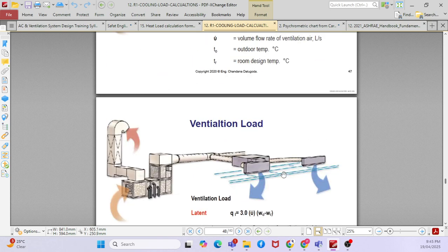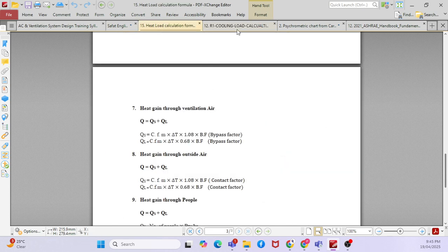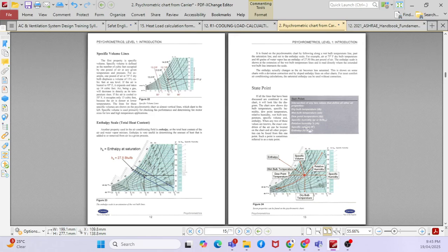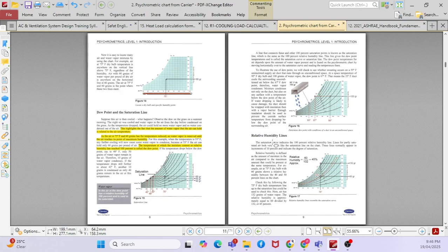So this is the basic understanding for you to do the assignment. For next week, just go through the SAFOT regulations, go through the heat load calculations equation, go through this particular guideline, and go through the psychrometric chart. Try to understand what the psychrometric chart is here.